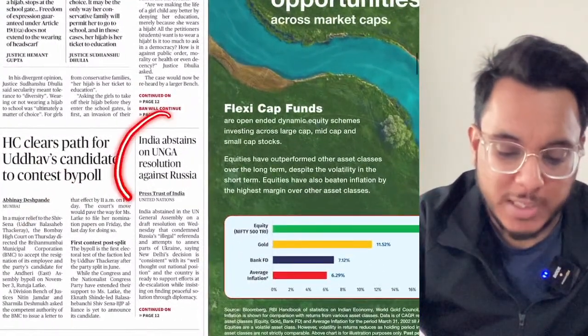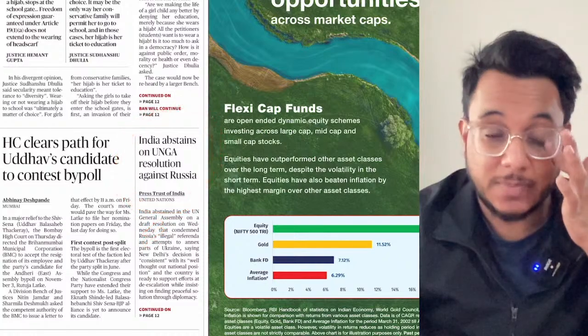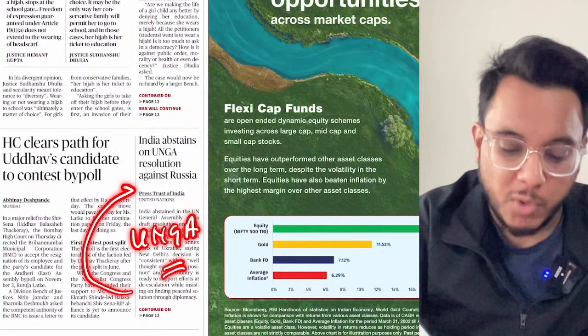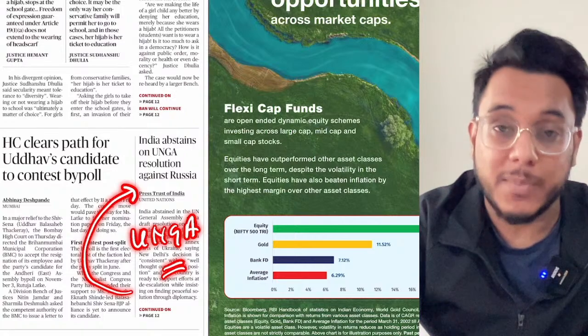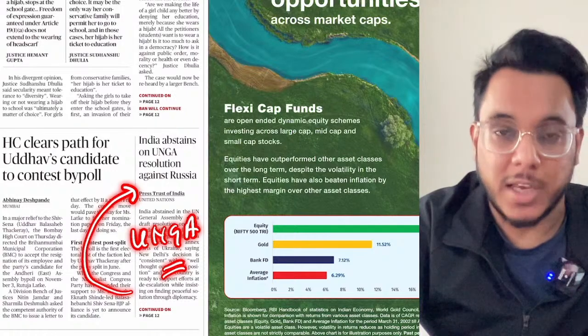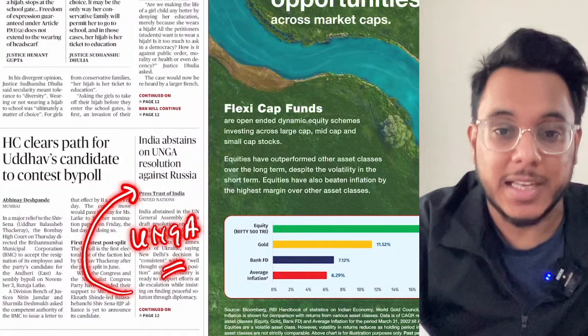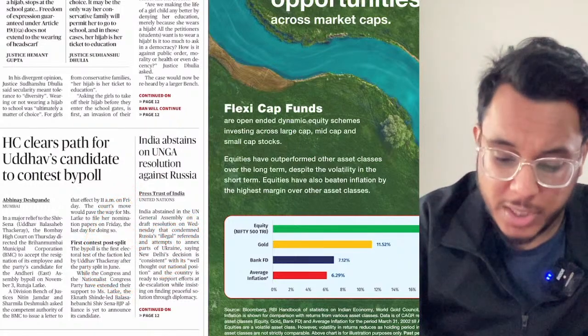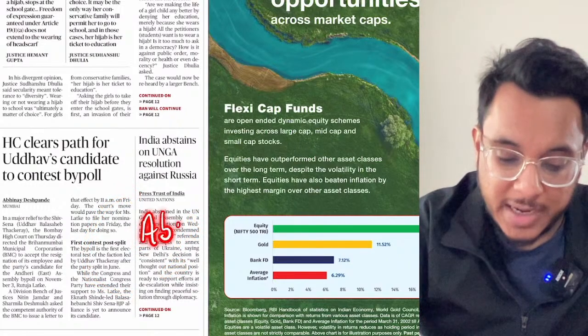India abstains on UNGA resolution against Russia. Now guys, in the United Nations General Assembly, a resolution was moved against Russia because of a referendum conducted by Russia in some of the provinces of Ukraine, and moreover the aggression that Russia is showing on Ukraine. Now in this particular resolution, what has India done? India has abstained.